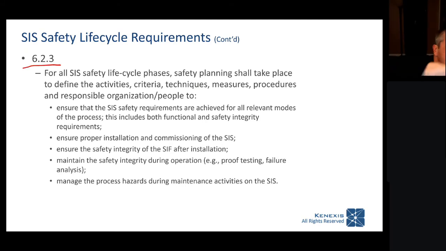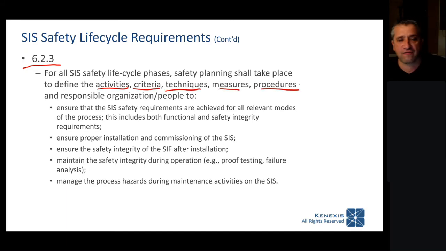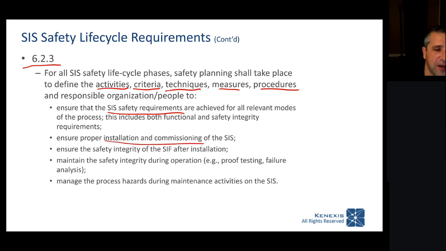Going on to clause 6.2.3, for all the life cycle phases, planning needs to take place that defines the activities, the criteria, techniques, measures, procedures for the organization and the people that are responsible for the different activities. So we need to make sure that the SIS safety requirements are achieved for all modes of operation. We need to ensure proper installation and commissioning. We need to ensure the safety integrity after installation.